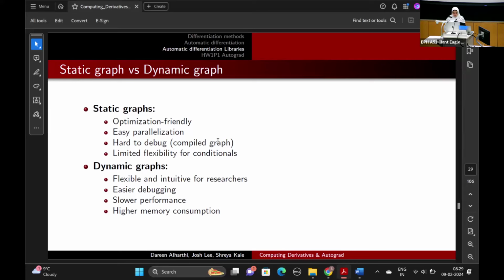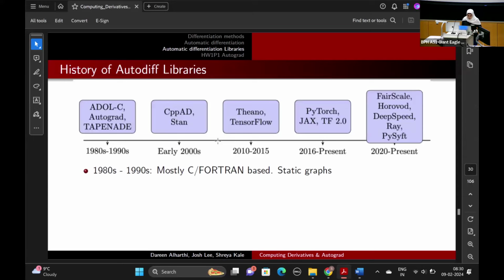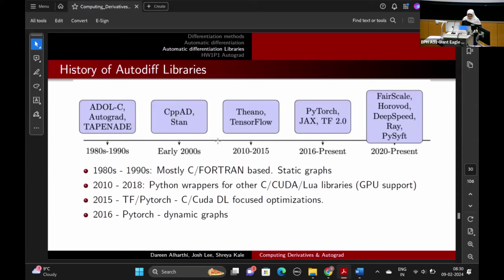Again, for static graphs, the derivatives of the graph operations are defined and optimized at compile time, and for dynamic graphs the derivatives are computed on the fly. So static graphs are optimization friendly, easy for parallelization, hard to debug, with limited flexibility. Dynamic graphs are flexible, easier to debug, and slower. Okay, this is a history of the implementation of different graph techniques.